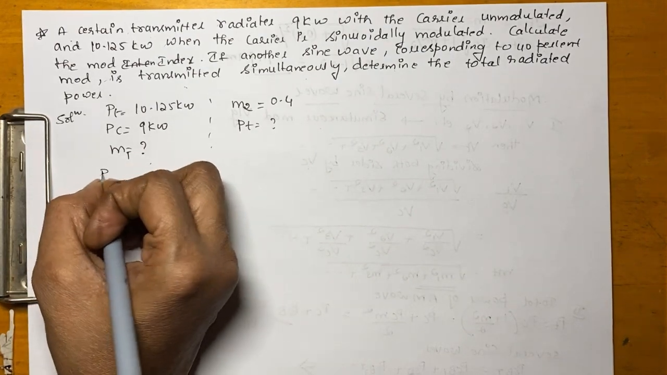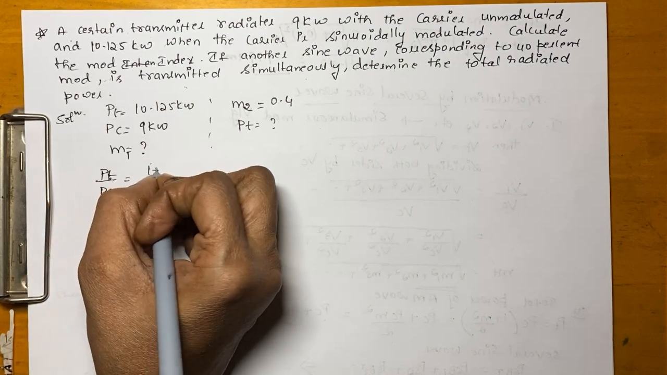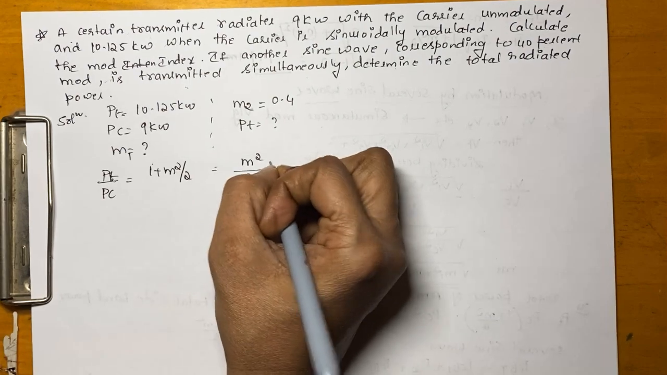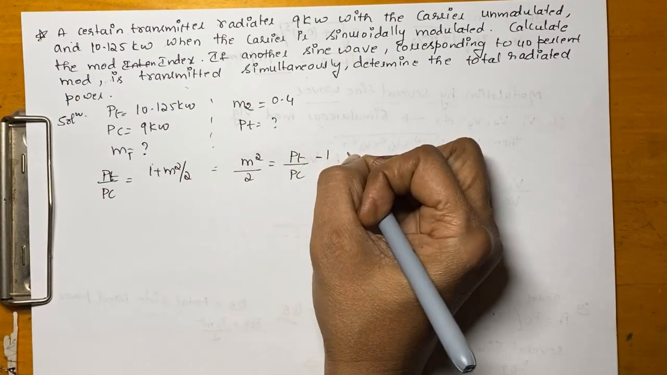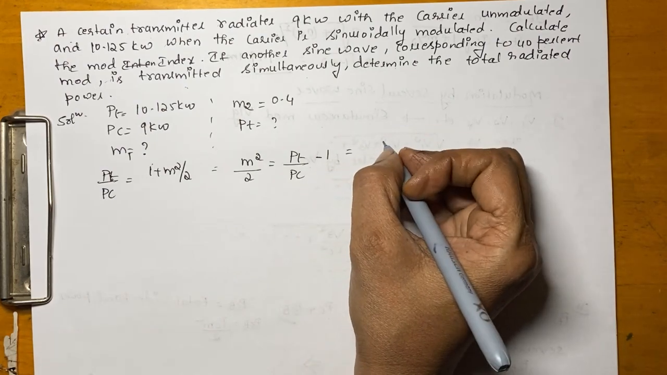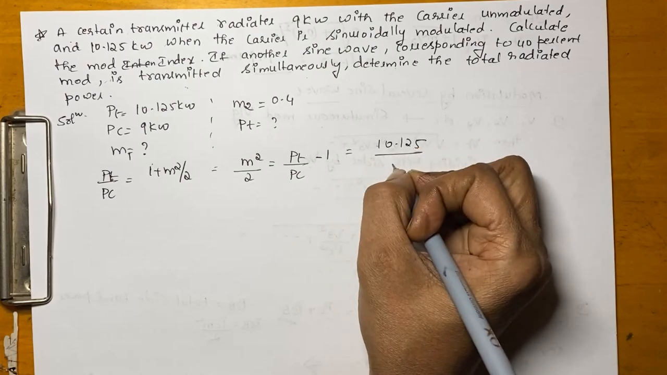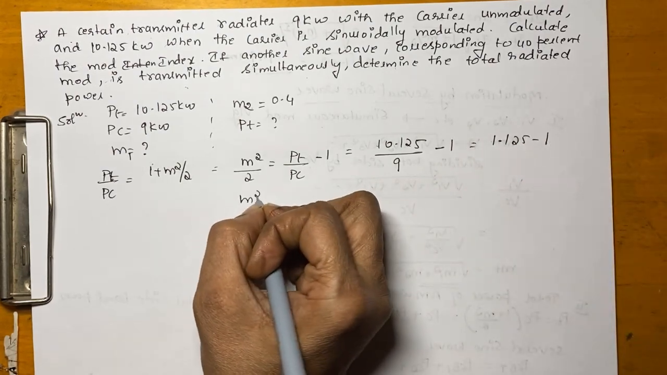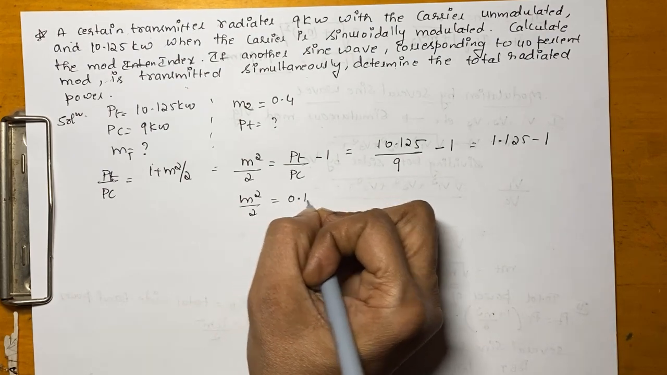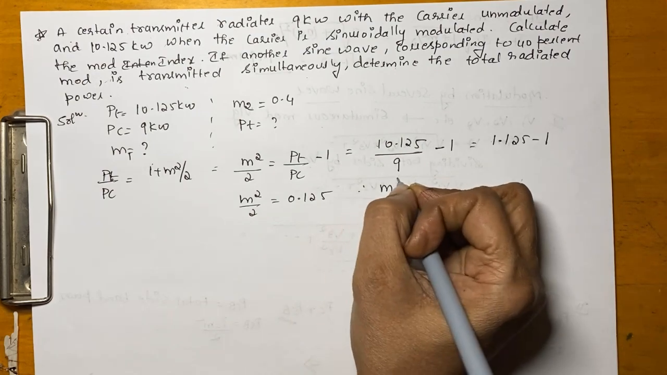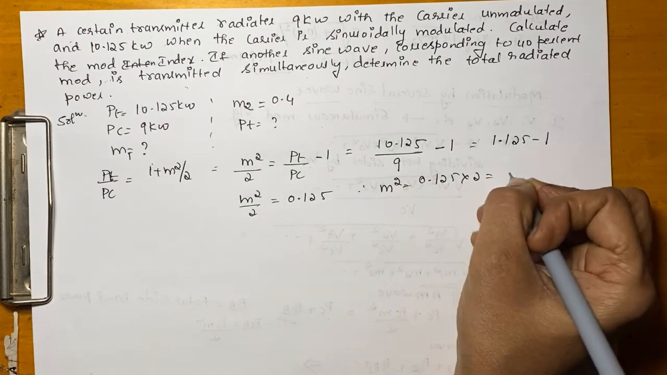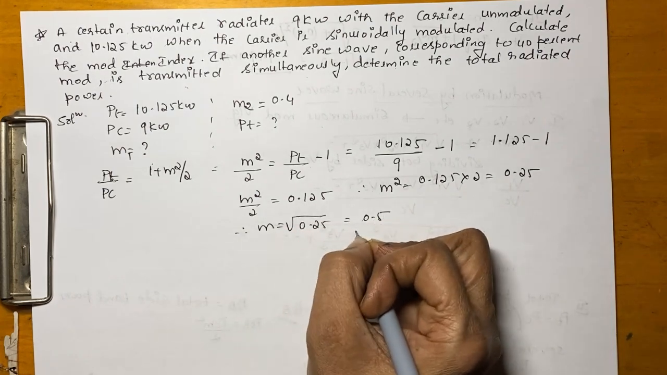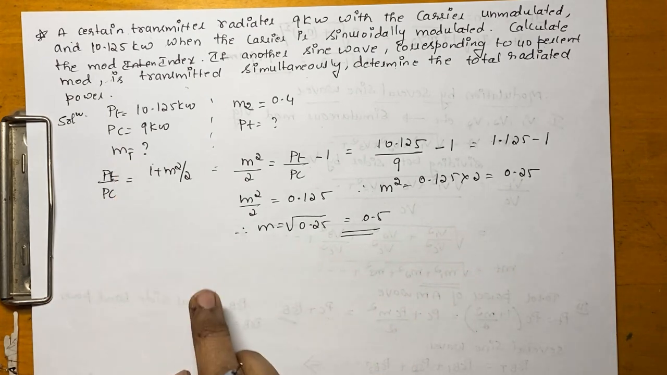So we know that Pt by Pc is equal to 1 plus m square by 2. Again this can be rewritten as m square by 2 is equal to Pt by Pc minus 1. So this is equal to, substituting the values of Pt and Pc, 10.125 divided by 9 minus 1, which reduces to 1.125 minus 1, that is m square by 2 is equal to 0.125. Therefore now m square is equal to 0.125 into 2, which is equal to 0.25. Therefore m is equal to root of 0.25, which is equal to 0.5. That is, now we have found out the modulation index. The first problem is solved.